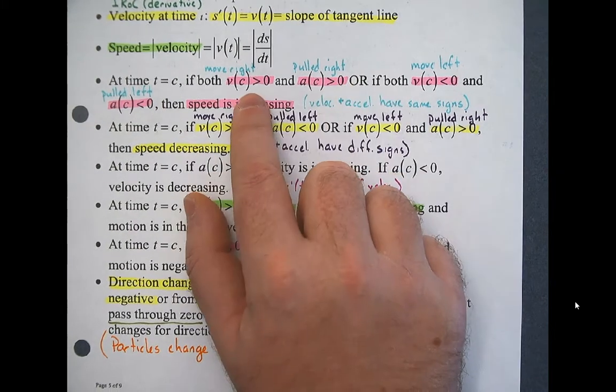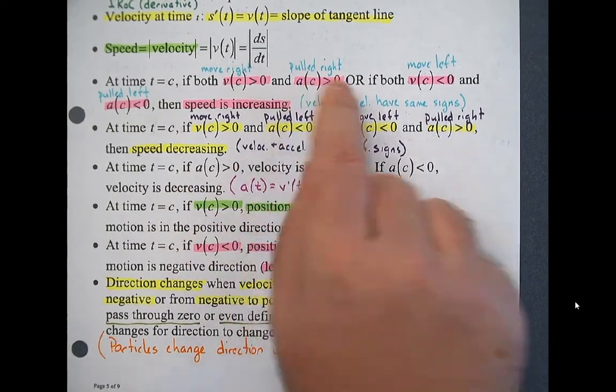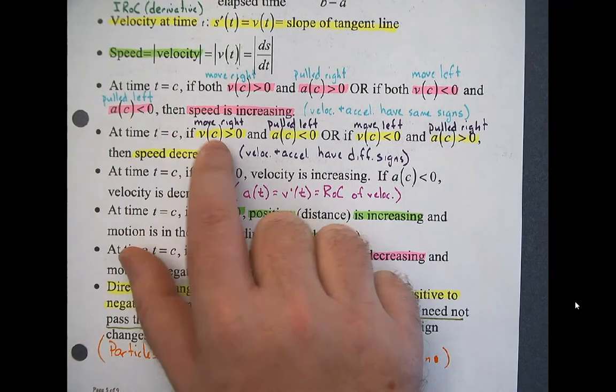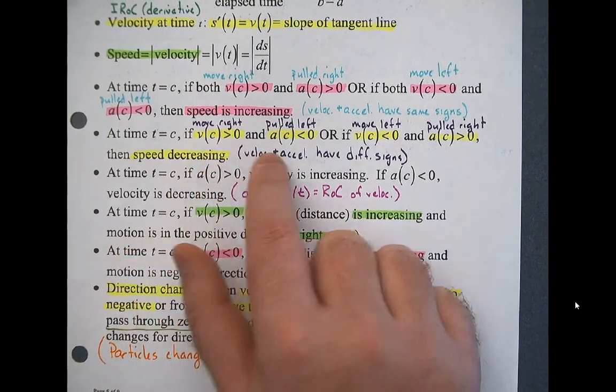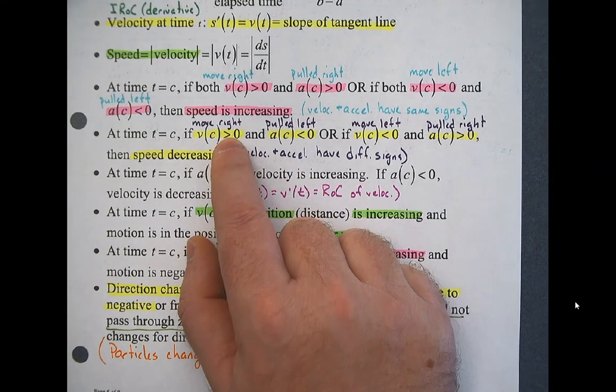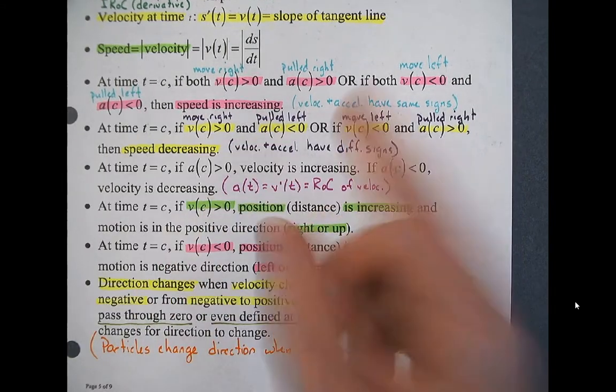If you're moving to the right and you're getting pulled to the right, you're going faster. If you're moving to the left and you're getting pulled to the left, you're going to be going faster. And then if your velocity and acceleration have different signs, then your speed is decreasing. If I'm running forward, but you've got a rope tied around me and you're pulling me back, I'm going to be slowing down. And then left and then pulled right.